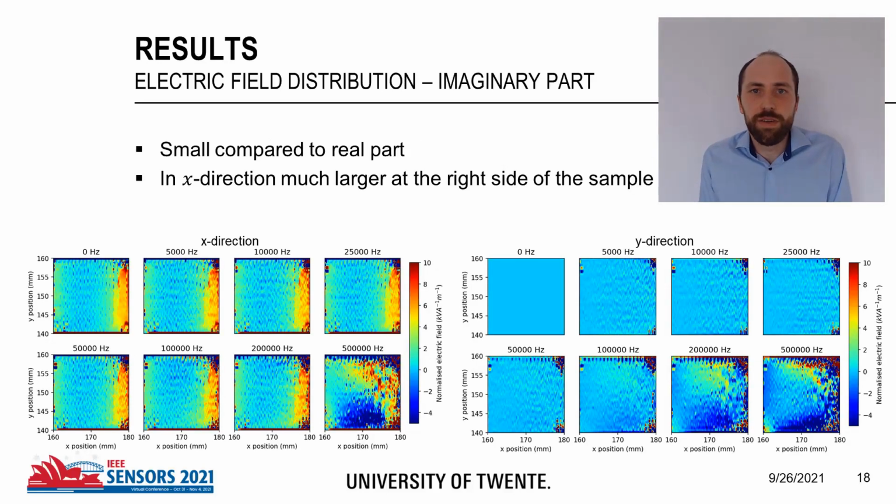Then there also is the imaginary part of the electric field. It should be noted that this part is much smaller than the real part in all directions, so those measurements will be a little bit less reliable. However, it can still be seen that, for some reason, the imaginary part of the electric field in the X direction is much larger on the right side of the sample.